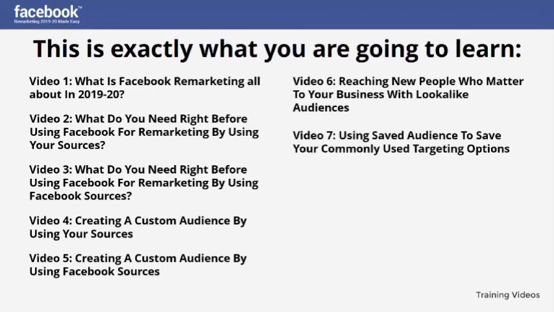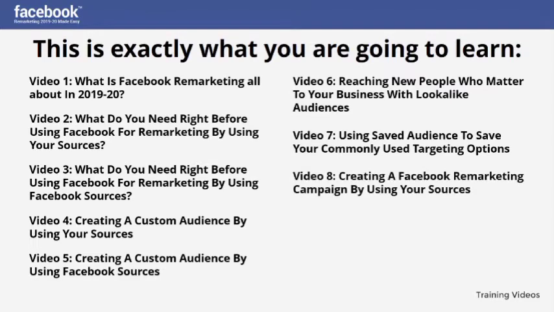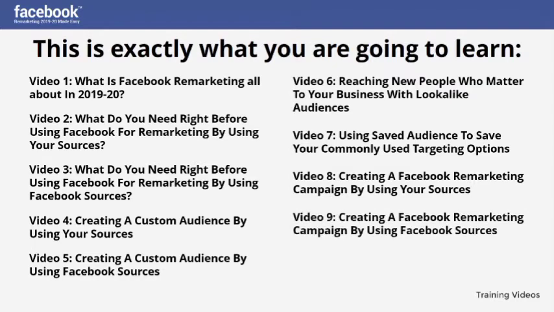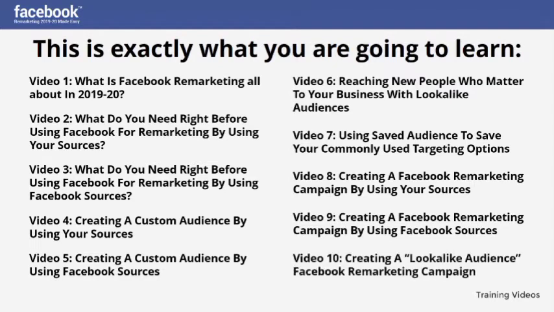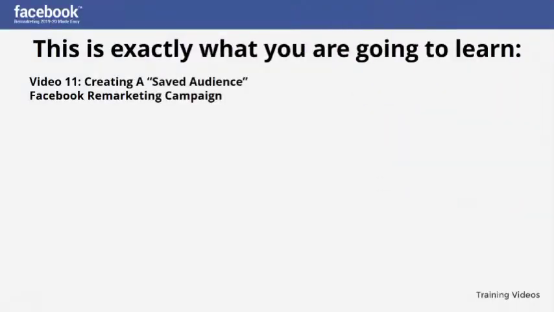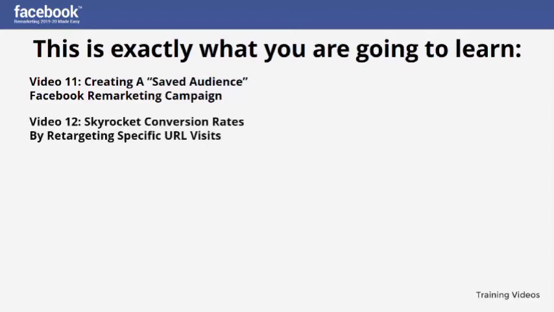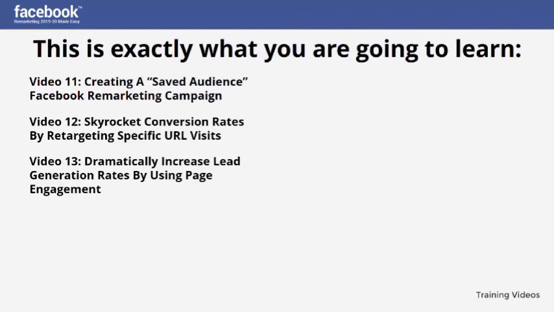Video number 7. Using saved audience to save your commonly used targeting options. Video number 8. Creating a Facebook remarketing campaign by using your sources. Video number 9. Creating a Facebook remarketing campaign by using Facebook sources. Video number 10. Creating a lookalike audience Facebook remarketing campaign. Video number 11. Creating a saved audience Facebook remarketing campaign. Video number 12. Skyrocket conversion rates by retargeting specific URL visits. Video number 13. Dramatically increase lead generation rates by using page engagement.